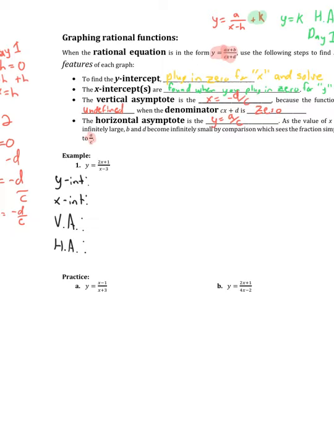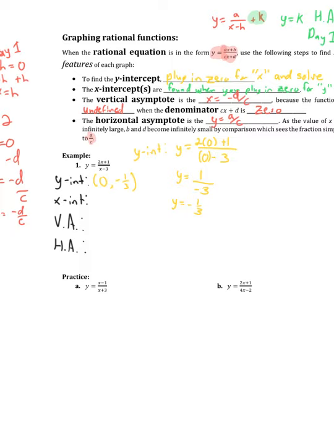Start with the y-intercept. We're going to plug in 0 for x. So in this particular equation, y equals 2 times 0 plus 1 over 0 minus 3. And now I'm just going to solve for y. 2 times 0 is 0, and then I have 0 minus 3, which is negative 3. So y equals negative 1/3. I plugged in 0 for x, I got negative 1/3 for y.